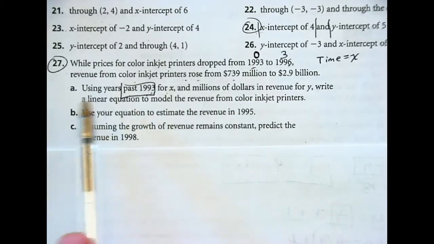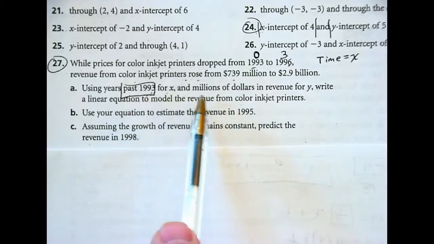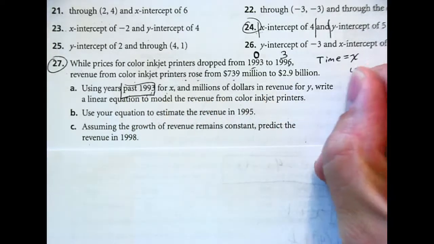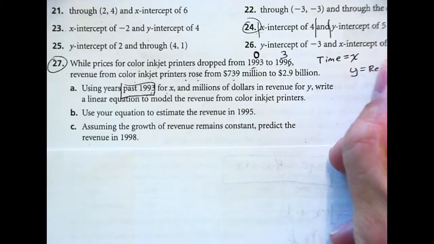Using years past 93 for X and millions of dollars in revenue for Y. So what's Y? Million revenue. Good. Revenue.